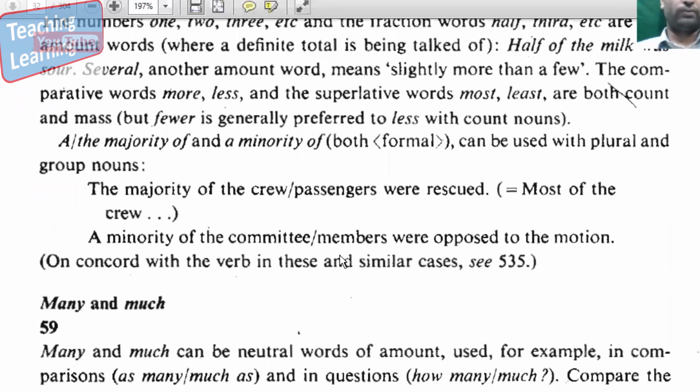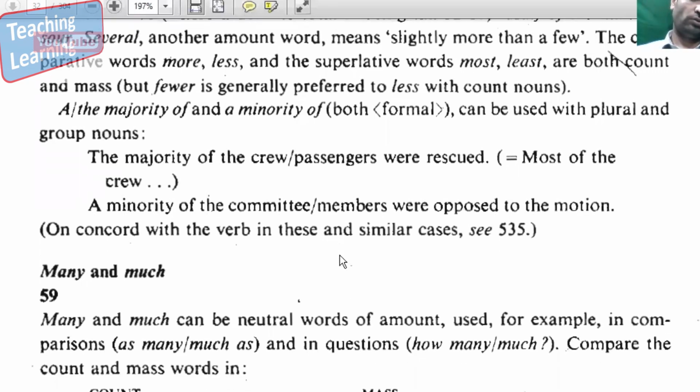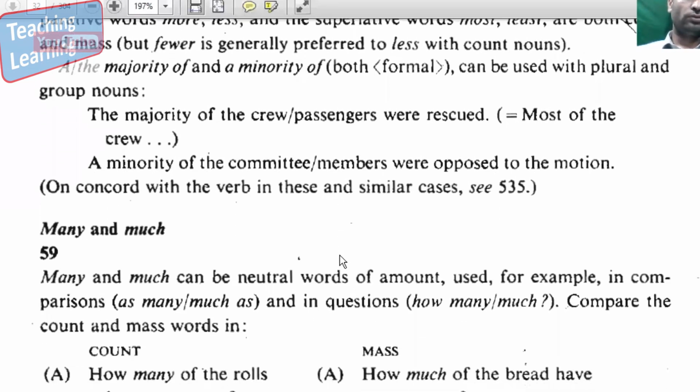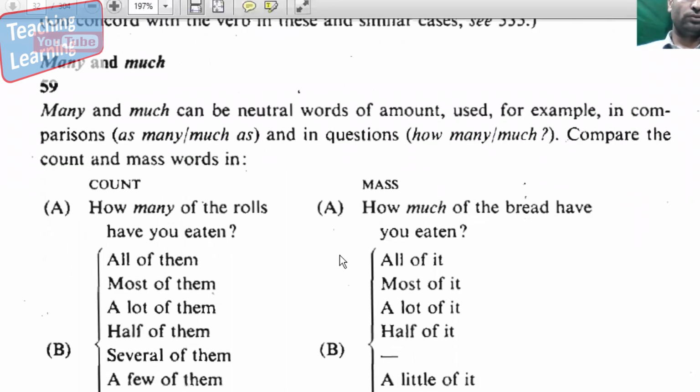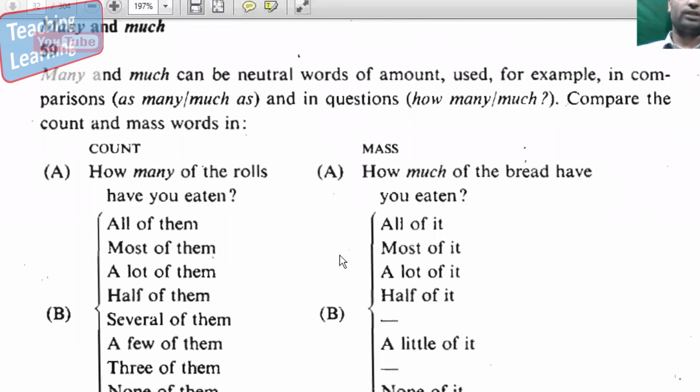Many and much. In this example we discuss count nouns and mass nouns. The question is, how many of the rolls have you eaten? For the count noun. And for the mass noun, how much of the plate have you eaten? So look at the possible answers.